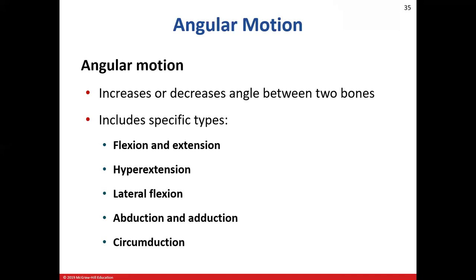We also have angular movements or angular motion. Now, angular motion really is where we have an increase or a decrease in the angle between two particular bones. So here are a few types of these specific movements. We can have flexion, extension, hyperextension, lateral flexion, abduction and adduction, which you may actually hear me pronounce as abduction or adduction, just to clarify the pronunciation. And then we have circumduction.